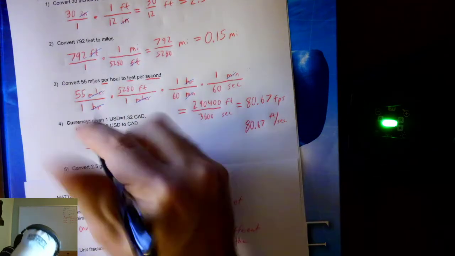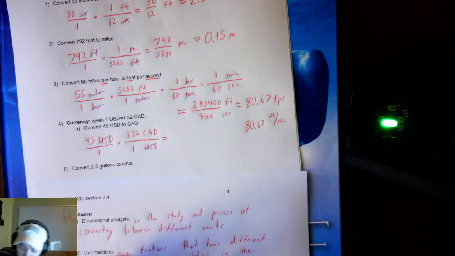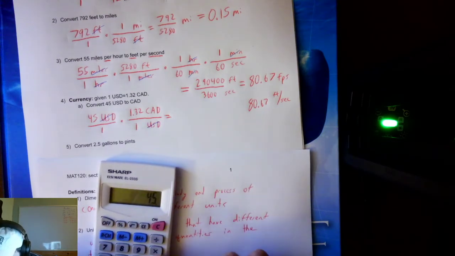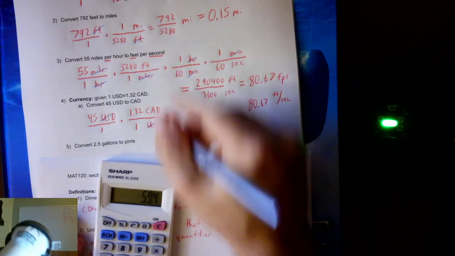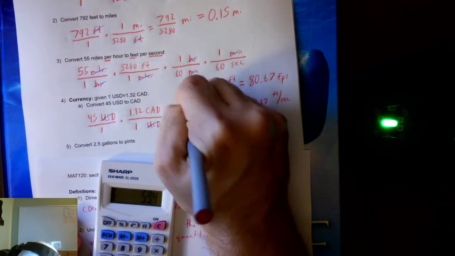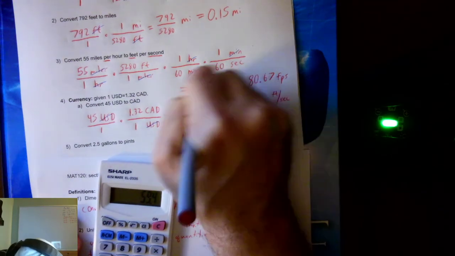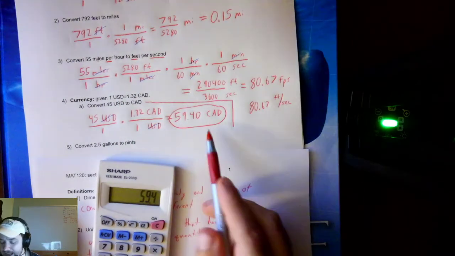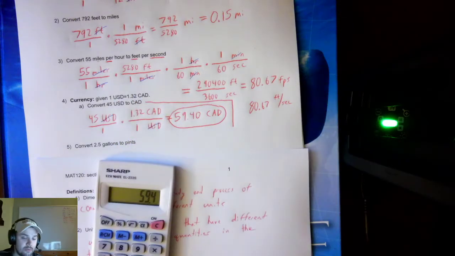Well, US dollars will cancel, right? And I just get 1 in the bottom, so I don't even need to worry about the denominator, right? There's nothing going on in the denominator. 1 times 1 is 1. 45 times 1.32 gives me 59.4. So I get 59 point, and we can write 40 because it's money, Canadian dollars, for my answer.